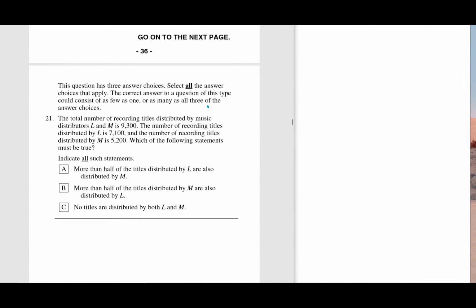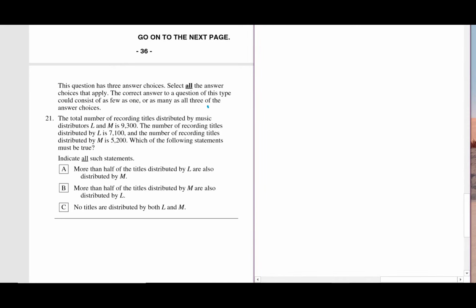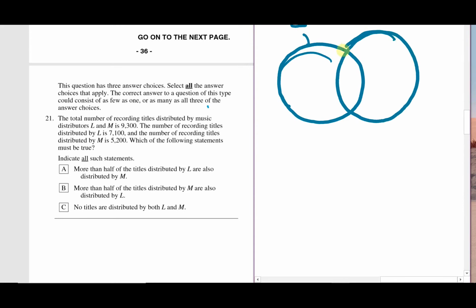Okay, so 21, it says the total number of recording titles distributed by music distributors L and M is 9,300. The number of recording titles distributed by L is 7,100, and the recording titles distributed by M is 5,200. Which of the following must be true? So it could be any of these choices, but the key here is we're going to introduce sets. So if we represent one set by L, and then we know they intersect because they each contribute an amount, and we represent this by M.